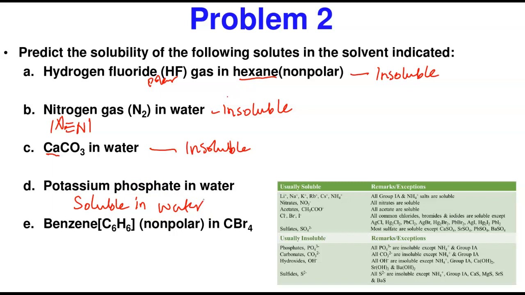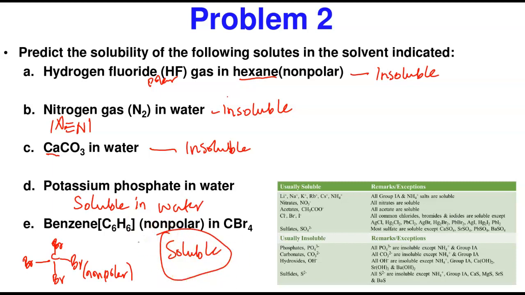And the last we're going to do here, but not the least, is benzene. Benzene is nonpolar, and then carbon tetrabromide. If you draw the Lewis structure of carbon tetrabromide, it's going to look this way. Carbon tetrabromide is a symmetrical molecule. Remember, a molecule that has the same thing attached to it, a symmetrical molecule, will make it what? Nonpolar. Because it's nonpolar and you have benzene, nonpolar is going to dissolve in nonpolar. Therefore, benzene will be soluble in carbon tetrabromide. So what they're going to do here is just put soluble, because both of them are non-polar. And that is how you do this kind of problems.